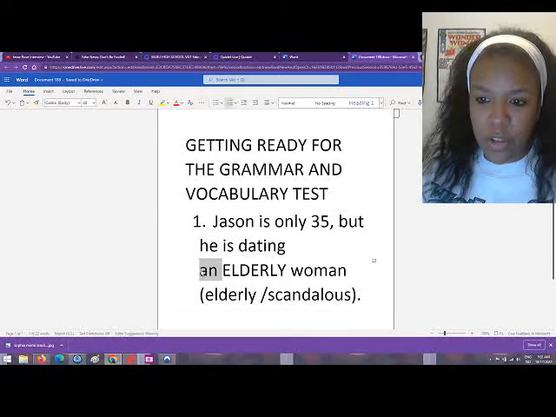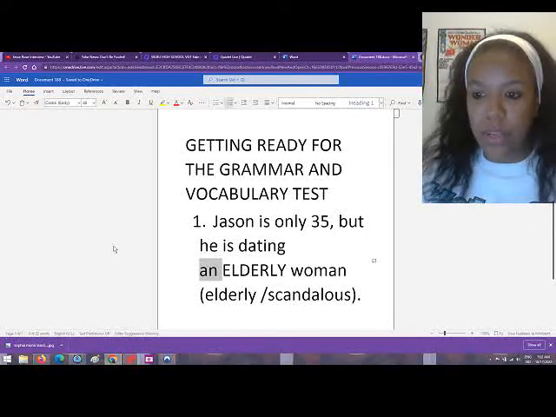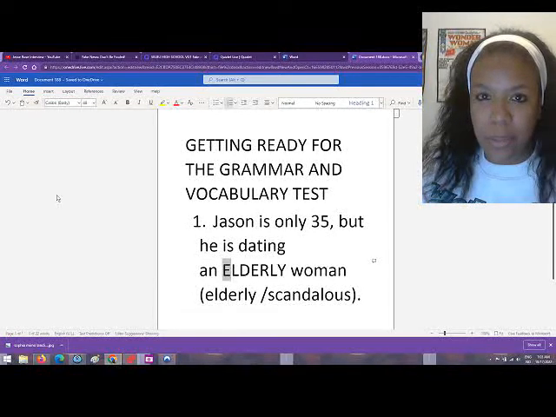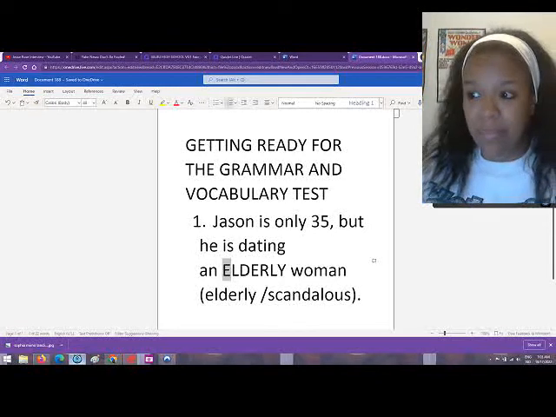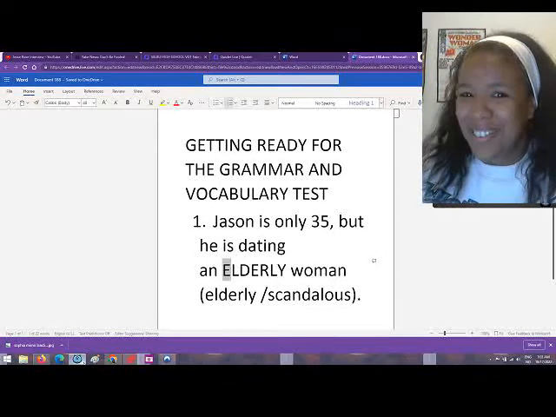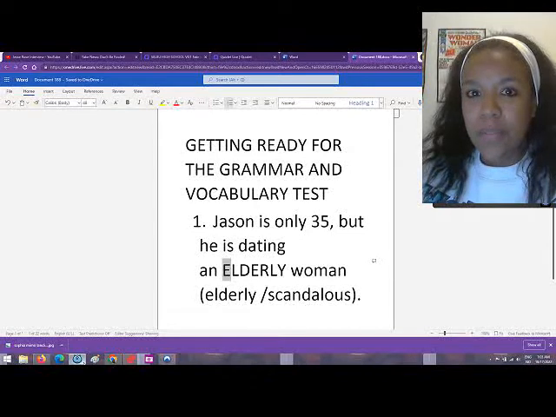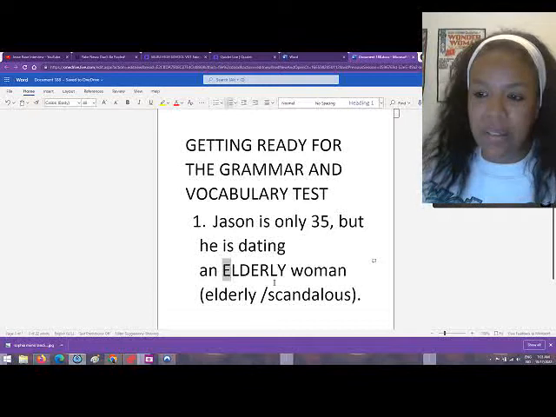But we've been talking about the article a and an. And the article an, as in an elderly woman, precedes a vowel sound. We talked about this. You have learned this perhaps in first or second grade, the first time you were exposed to this type of grammar. But we've been talking about it recently as well.